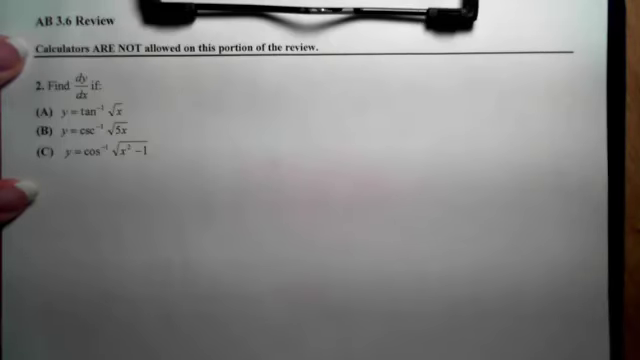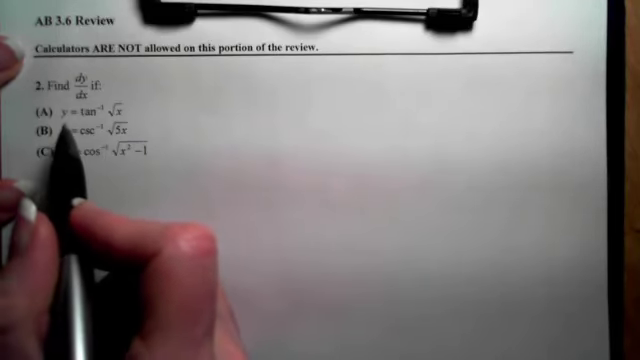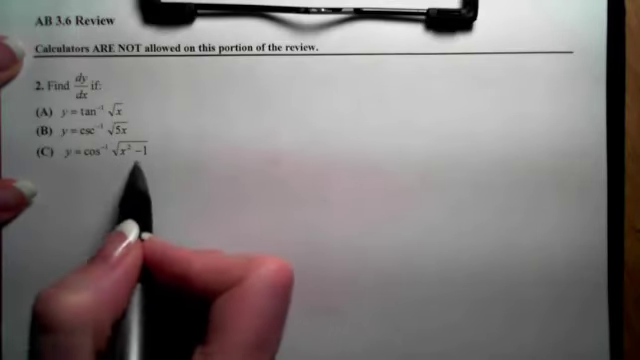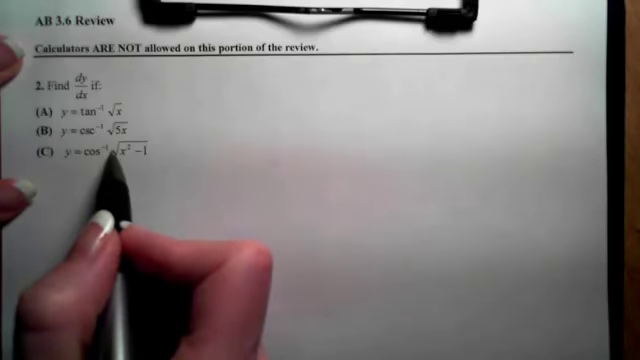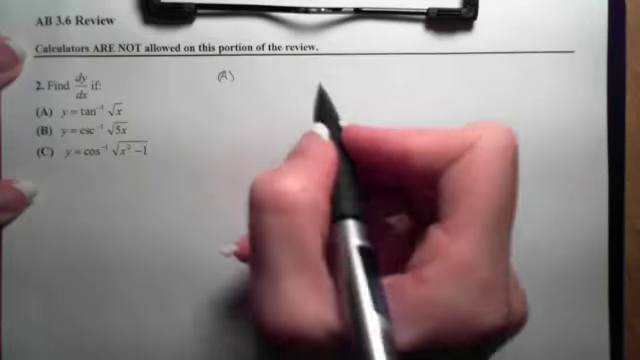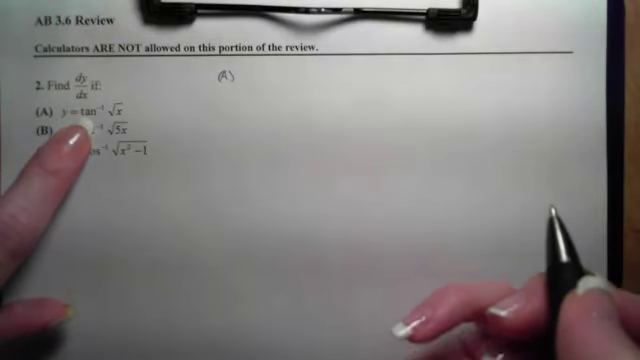Okay, for these three, you're going to need to know your derivative rules for the inverse trig functions. And you'll combine that inverse trig function derivative with some chain rule, because notice inside each of these trig functions we have a more complicated function. So if we look at part A, we're interested in taking the derivative of the tangent inverse.